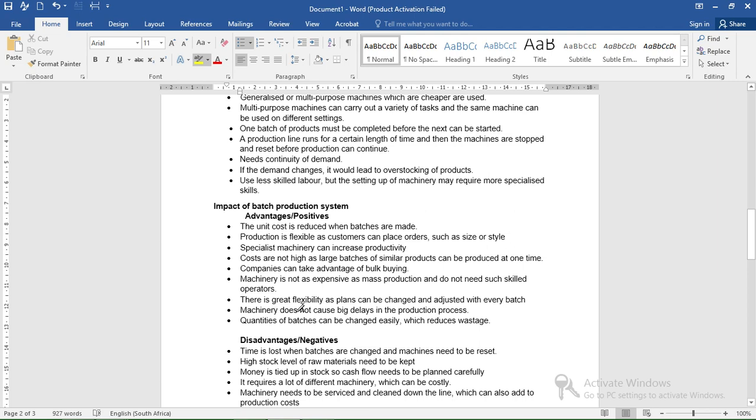There's great flexibility, as plans can be changed and you can adjust and do those things, right? And another advantage is, if you have one batch that is bad, you can just throw it away and continue making another batch that is good. But for mass production, once the whole thing is bad, it means the whole production is bad. That's the problem, right? And you can lose a lot of money for that. And quantities of batches can be changed easily and can reduce wastage, right? If things actually go wrong, right?